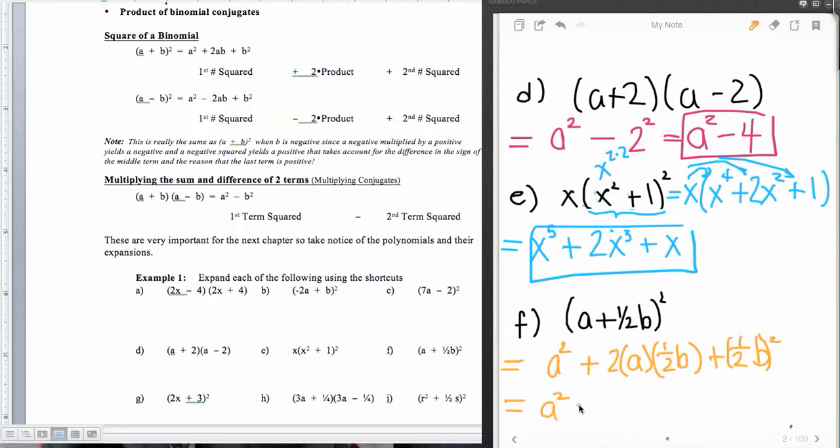And now we see that we have a squared, and then 1/2 times 2, that's reciprocals multiplying, which gives us 1, and so that ends up being plus just ab. And then plus, well, when we square 1/2, remember we get 1 squared over 2 squared, so 1/4, and then we get b squared. And so that's what that squaring of the binomial looks like.